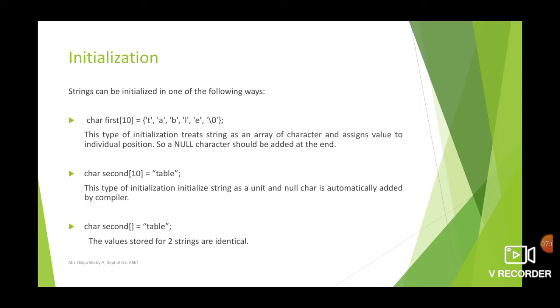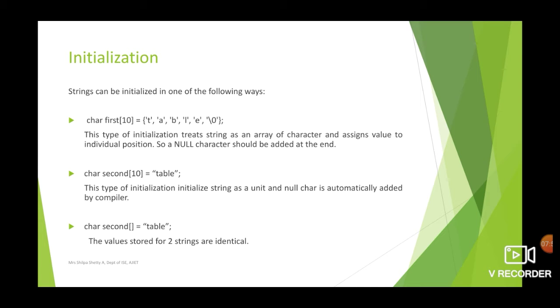Let us go to the second one: char second[10] = "TABLE". If you observe the first and the second, in the first you wrote each individual character separately, whereas in the second you mention all the characters of the string together. When you do that, you enclose them within double quotes, and you need not place the null character. The compiler will automatically place the null character. This type of initialization initializes the string as a unit, and the null character is automatically added by the compiler.